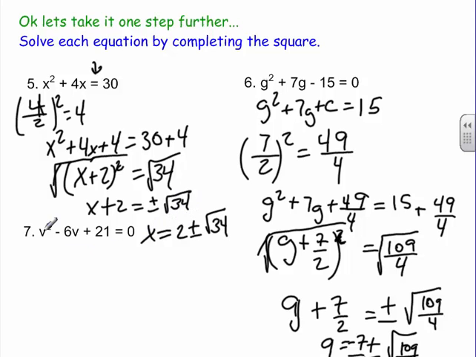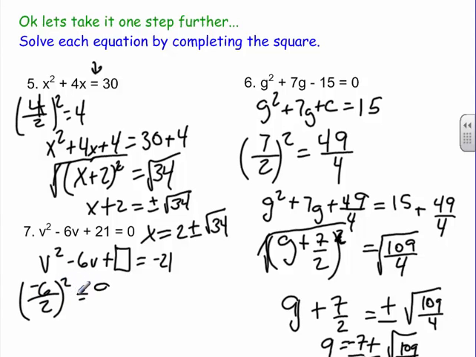Alright, next one, number 7. I'm going to go ahead and do this because we're running short on time. Again, first step, I have to get rid of this 21. What are the factors of 21 that add together to give me negative 6? They don't exist. So I'm going to try completing the square. Move 21 over: v squared minus 6v plus, I'm going to leave a blank for whatever my new c is going to be, equals negative 21. Negative 6 divided by 2 is negative 3, squared is 9.